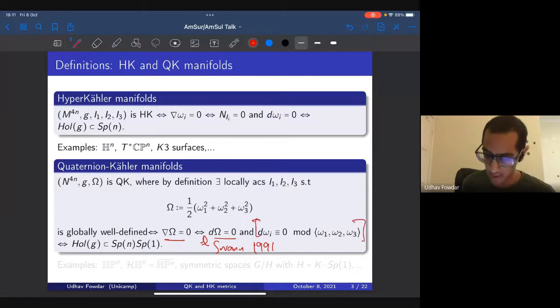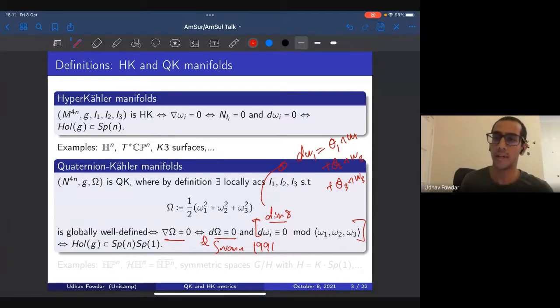And in dimension eight, you require this further condition, that the differential ideal generated by this triple omega one, omega two, omega three is in fact an algebraic ideal. So concretely, in dimension eight, what it is saying is that if you take d of omega one, you want there to exist one forms theta such that this is equal to theta one wedge omega one, plus theta two wedge omega two, plus theta three wedge omega three. And you only require this in dimension eight. In dimension more than eight, this condition is trivial, automatically satisfied if your four form is closed.